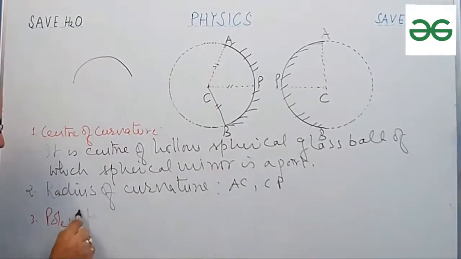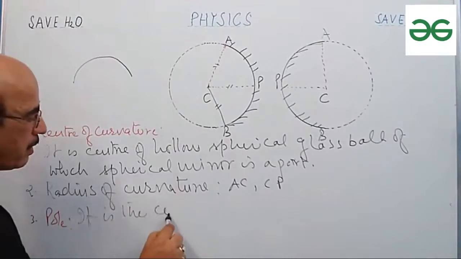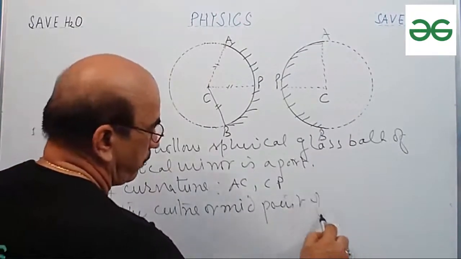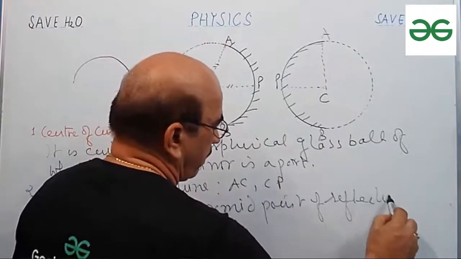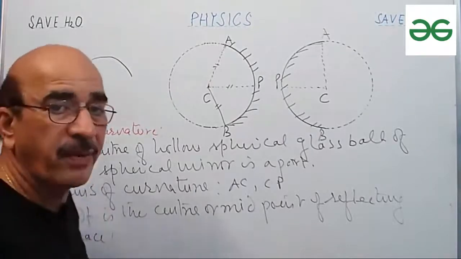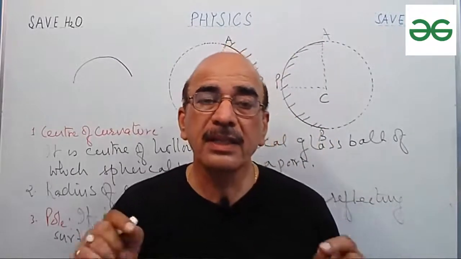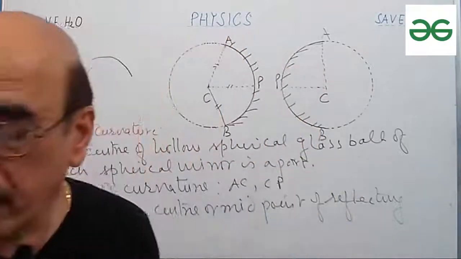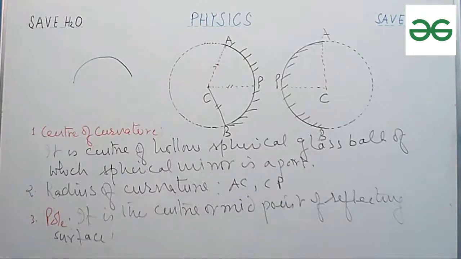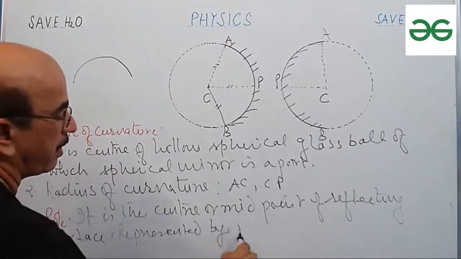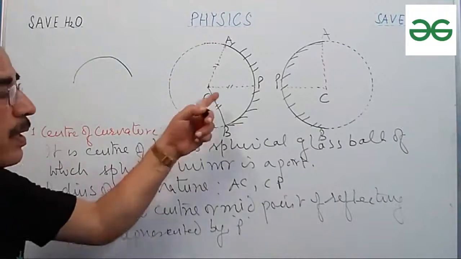So the pole is the center and midpoint of the reflecting surface. The midpoint of the reflecting surface is called the pole. It is the midpoint of the spherical mirror, concave or convex, okay. So note it down. And here P is there, so it is represented by P. Any problem here? No.